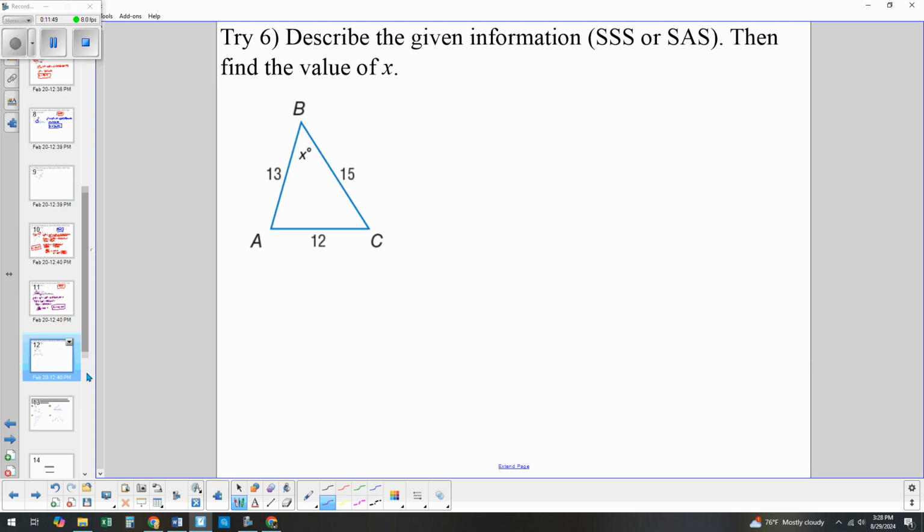So here is a try problem to do. Pause if you'd like. Answers are posted online.